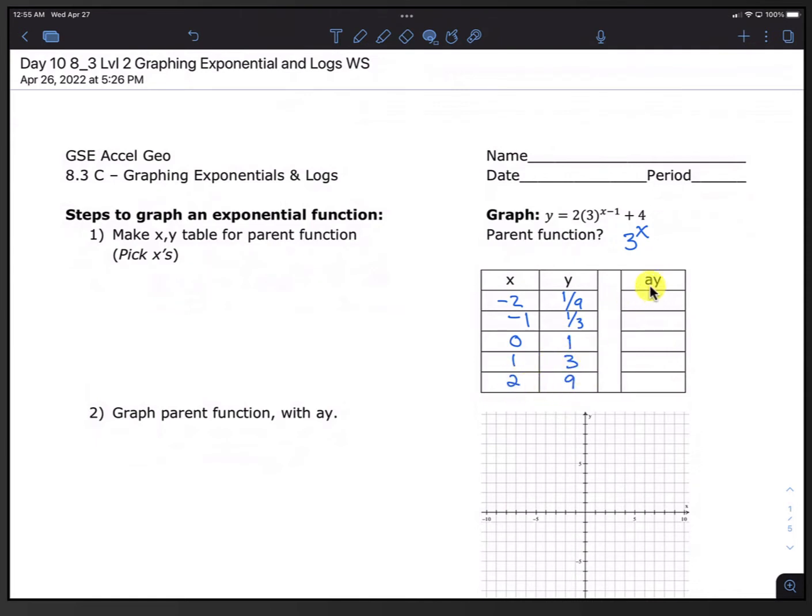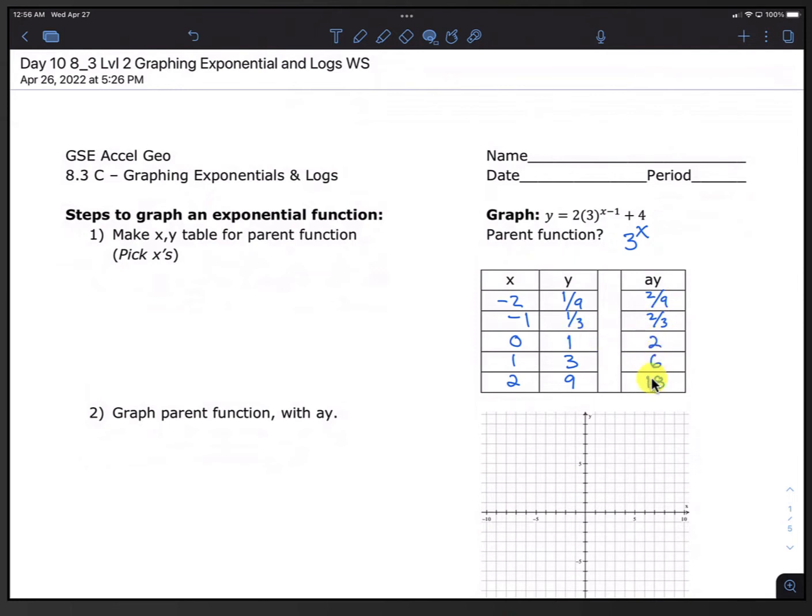Now we also have to consider the a times y column. The a would be the coefficient in front of the 3, which is 2. So we're going to multiply all of these y values by 2. That's going to give us these values here. 2 times 1/9 is 2/9. 2 times 1/3 is 2/3, 2 times 1 is 2, etc.